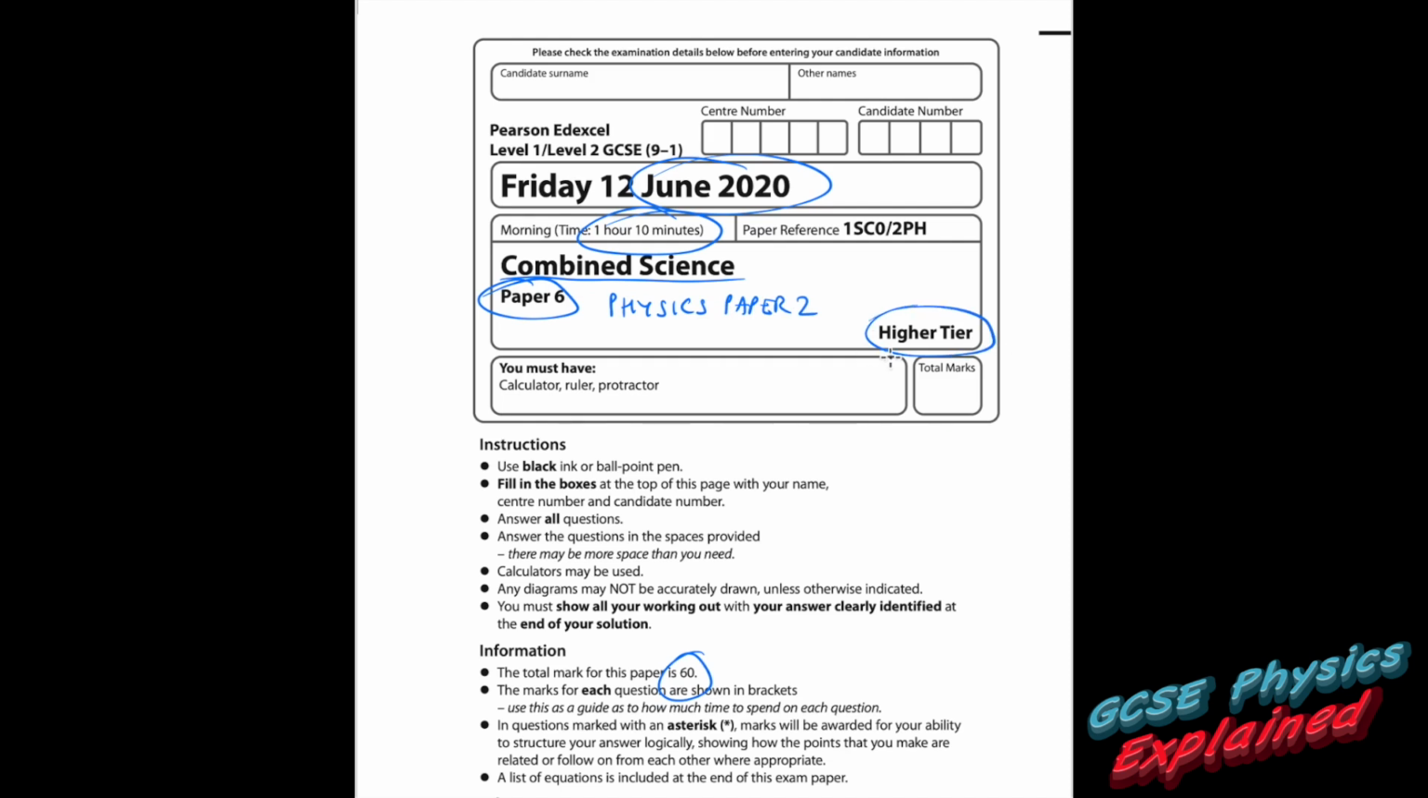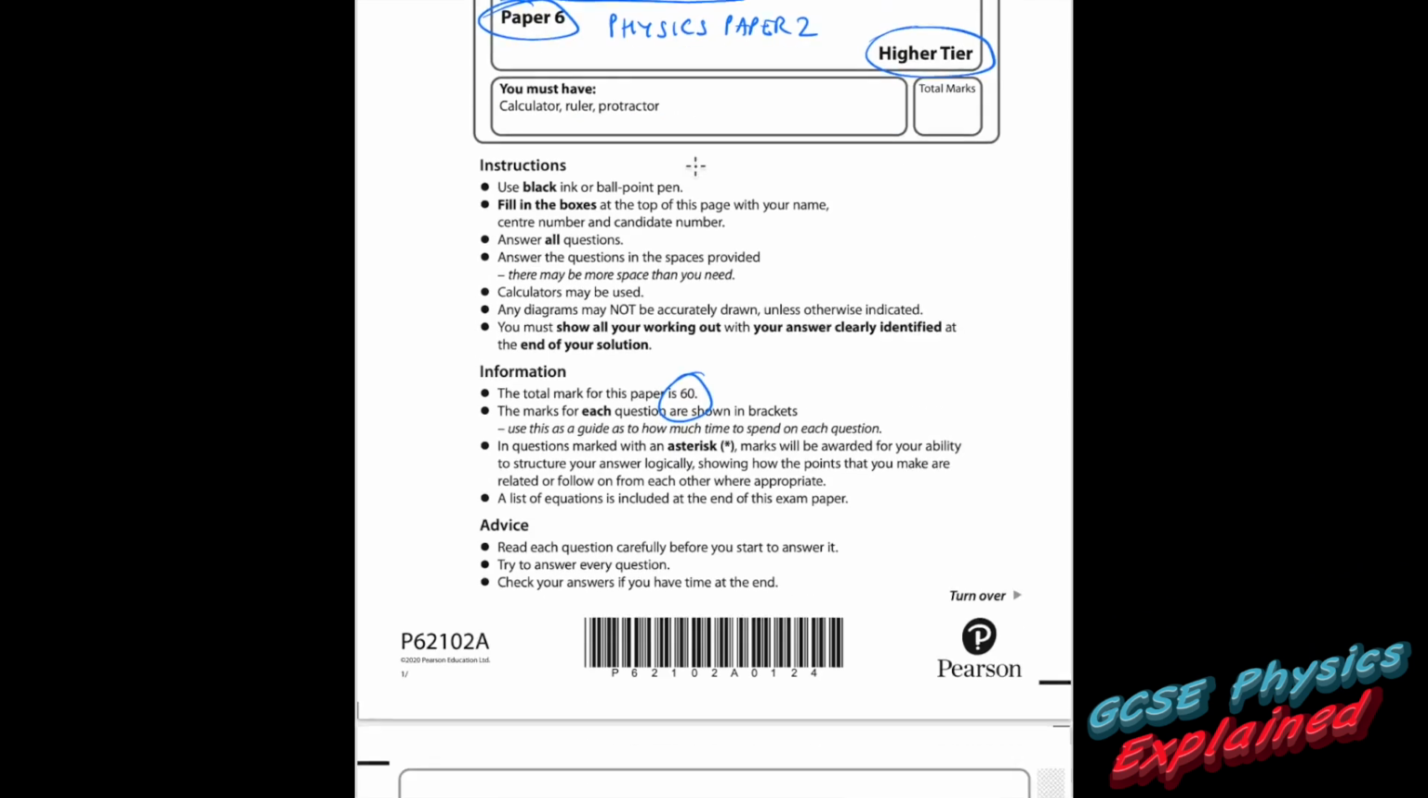And it's higher tier. If you're not sitting the Edexcel paper, just make sure you do paper 1 as well as paper 2, and then that'll cover all the syllabus for something like AQA, as all the syllabuses are very similar.